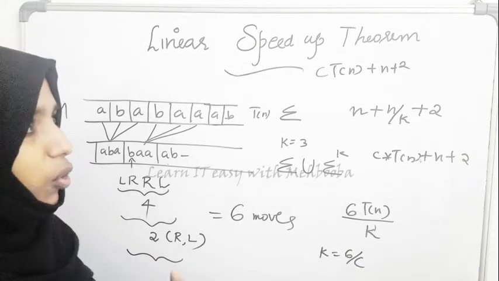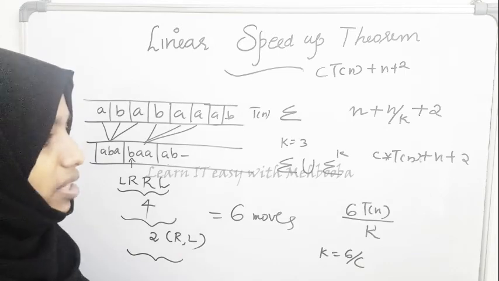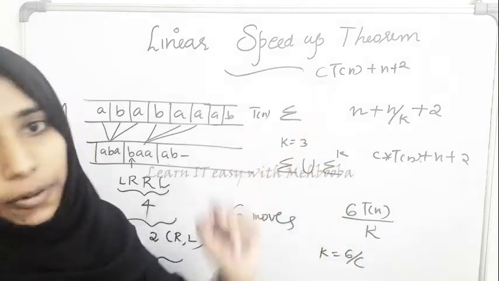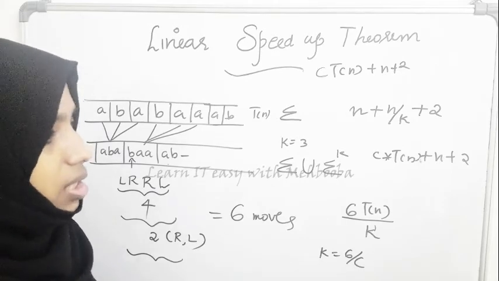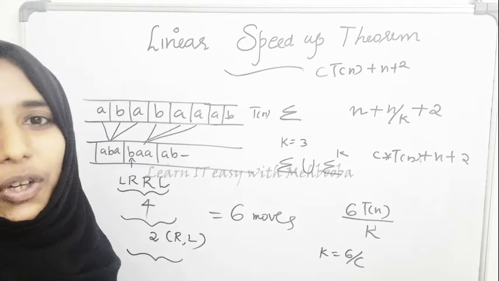You can speed up the work of a Turing machine by condensing the symbols into characters by a multiplicative factor c, which is greater than 0. Okay, so that is it. That is the linear speed up theorem. Hope you understood. Thank you.